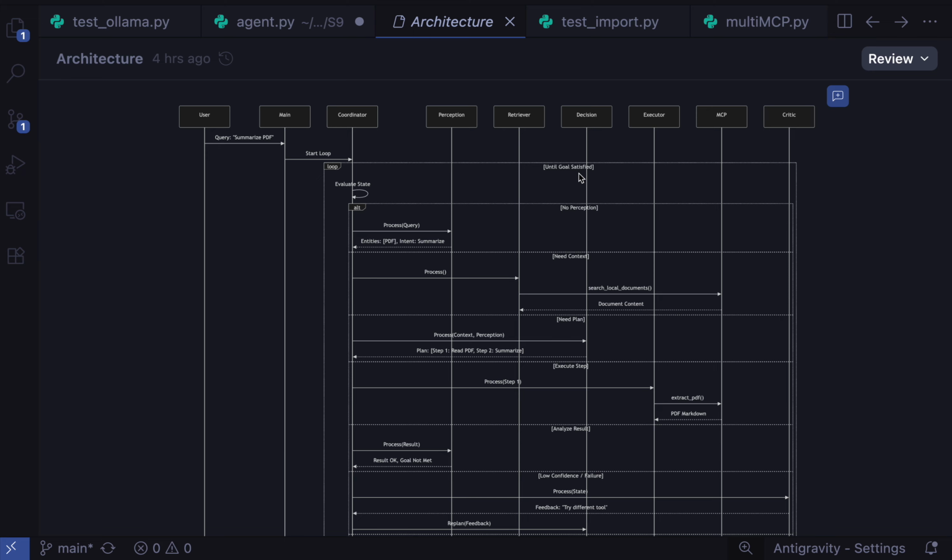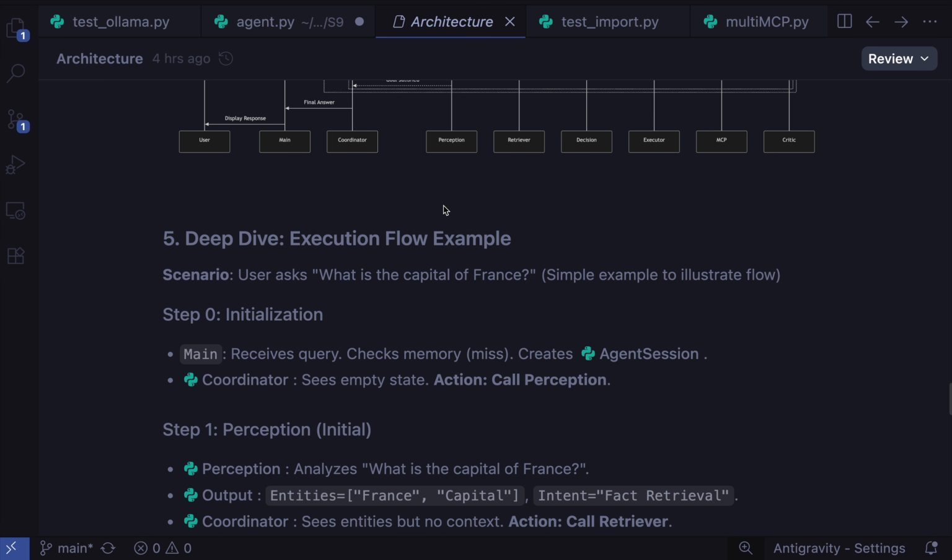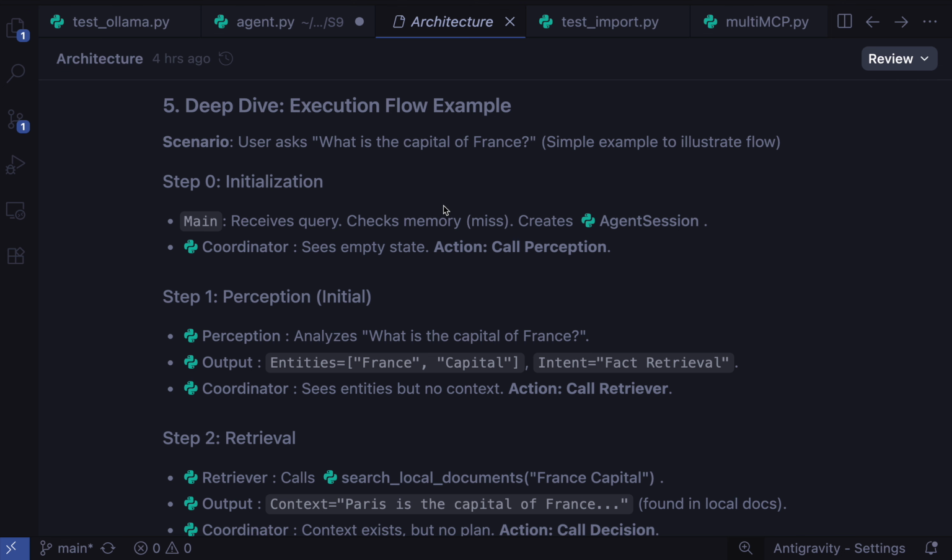Perception doesn't pass to the decision. Perception gives its feedback and the data, and the coordinator calls the decision. So basically it's the same as what we discussed in the beginning, diving a little deeper into the execution flow.